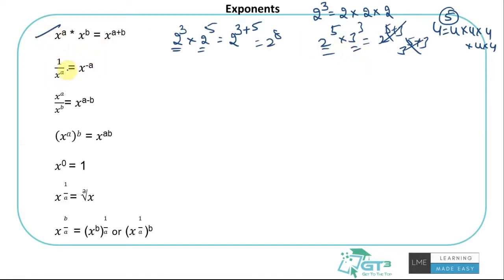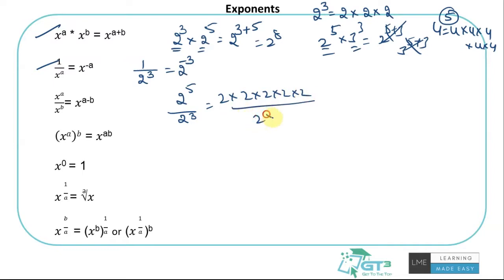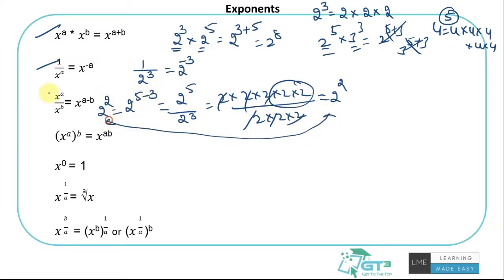Then 1 by x power a can be written as x power minus a. That is, if I say 1 by 2 cube, that can be written as 2 power minus 3. And then x power a by x power b is written as x power a minus b. Let's say 2 power 5 by 2 power 3. What is this? 2 is multiplied 5 times, and 2 is multiplied 3 times in the denominator. So I'll cancel out 3 2's, and I am left with 2 square, which I can simply do as 2 power 5 minus 3. That is 2 power 2, which is what I got after calculations. So that's why x power a by x power b can be written as x power a minus b.